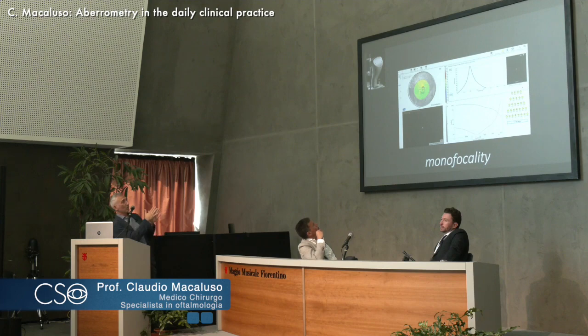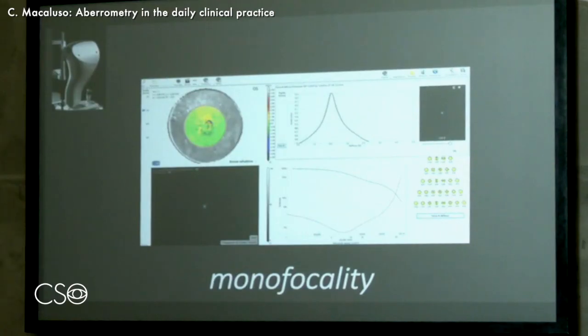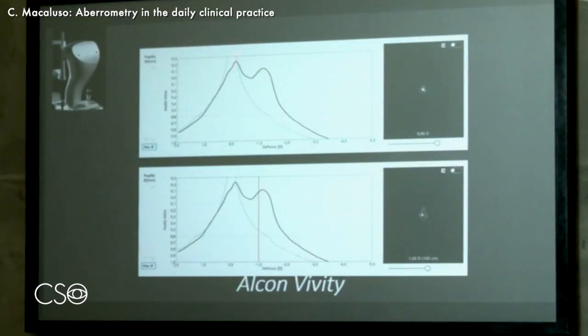It goes down sharply on the right where the myopic steps are. It's -1, -2, -3, and so forth. But already at -1, the acuity is very bad. In this case, here was the monofocality coming down here.